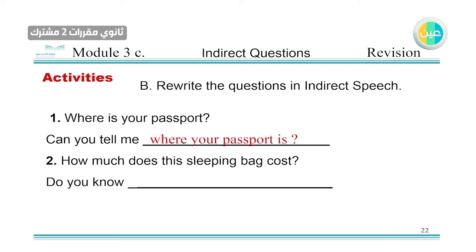Where your passport is. You do notice that we switched the subject and verb. And the second one, how much the sleeping bag costs. No "does," and the S goes with the verb. You have S. Okay.